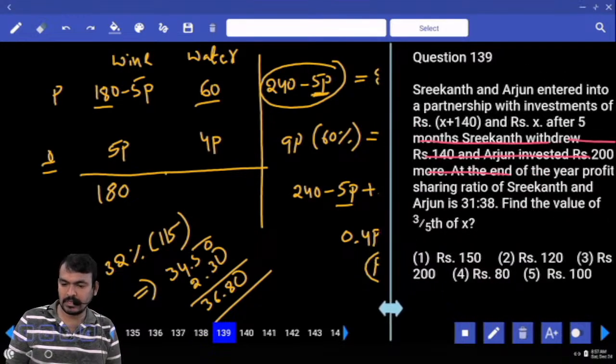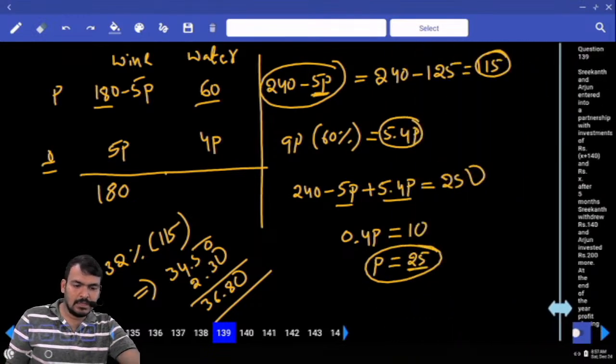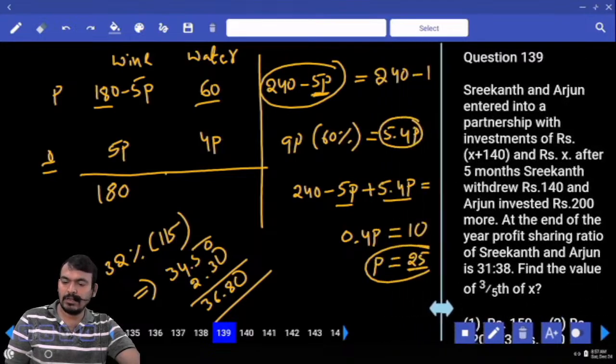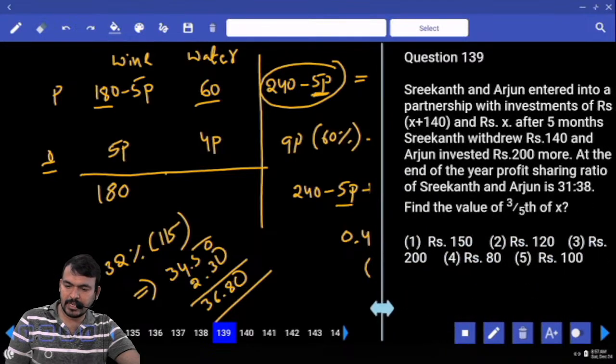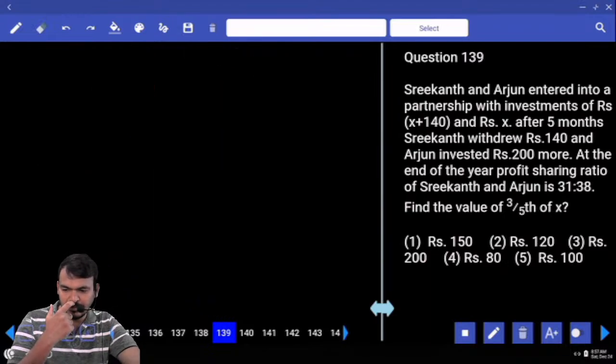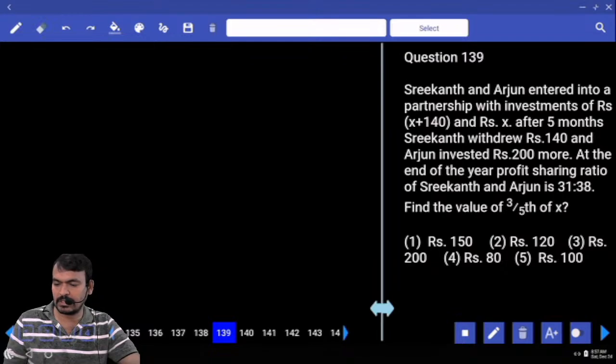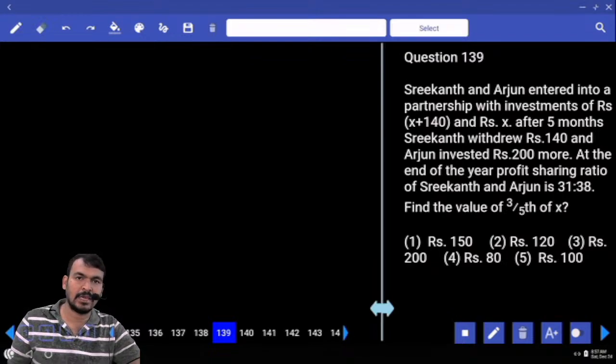Next question number 139. Srikanth and Arjun enter into a partnership with investments of X plus 140 and X rupees. After 5 months, Srikanth withdraws 140 and Arjun invests 200 more. At the end of the year, the profit sharing ratio of Srikanth and Arjun is 31:38. Find the value of 3/5 of X.